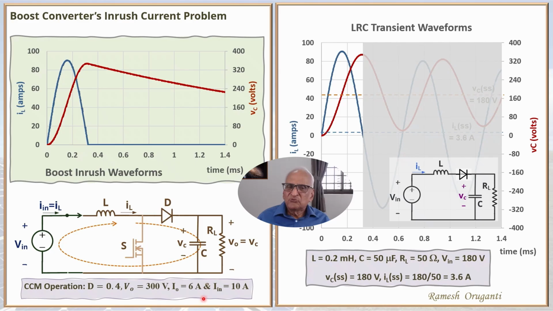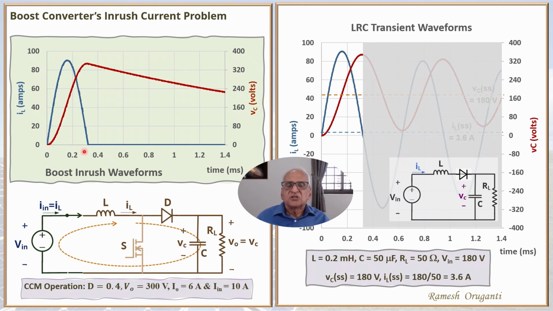And it occurs for a reasonably long period because L and C are large values, they are filter components. So the period of oscillation is also pretty large. This is going to be half of that period. So a large inrush current, much more than the normal operating input current, occurs for a reasonable length of time. That is the problem. That is the issue here.